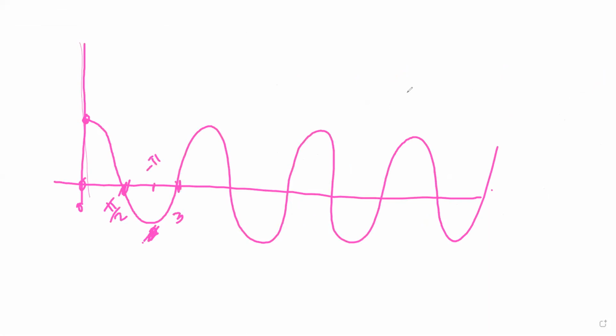Here it's 3 pi over 2. And then here it is 2 pi. So from here up to here, you draw that it is from 0 to 1. Then it repeats itself. Here 0.